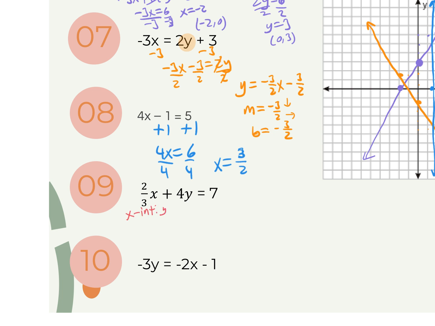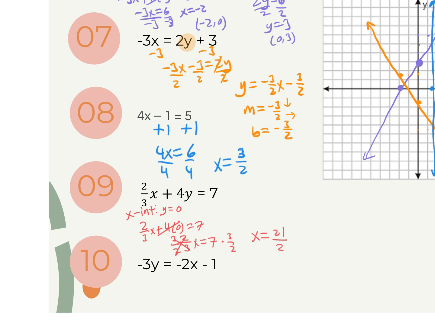To find the x-intercept, again, we want to set y equal to 0. So we get 2/3 x plus 4 times 0 equals 7, and then 4 times 0 goes away. So we're just left with 2/3 x equals 7. And then to get the x by itself, hopefully we know that we have to multiply by the reciprocal. So we multiply by 3/2 on both sides. Over here it cancels out, and we get x equals 7 times 3/2. We're going to multiply the whole number with the numerator, so 7 times 3 is going to get you 21/2.